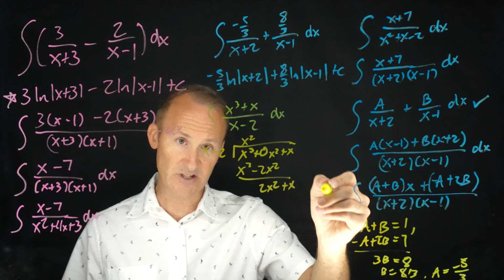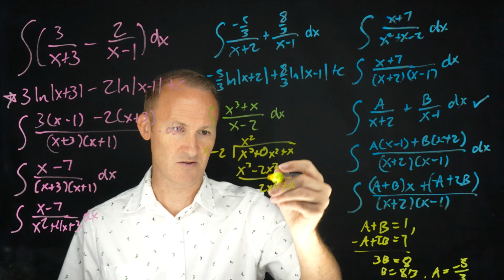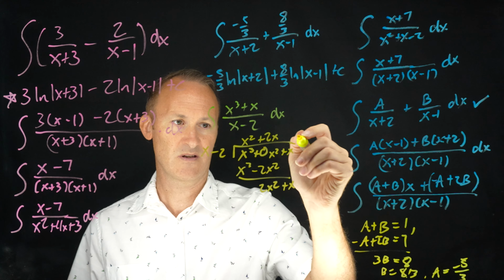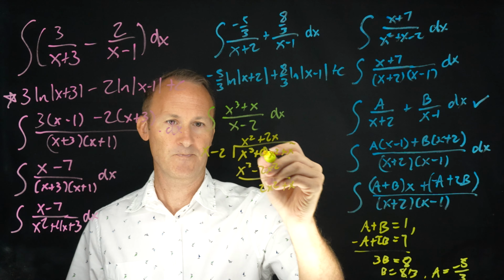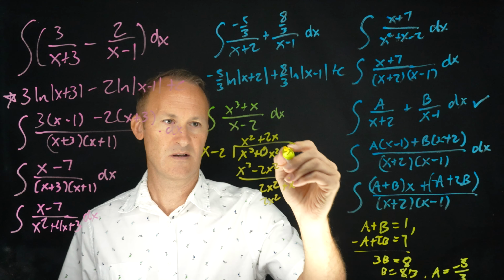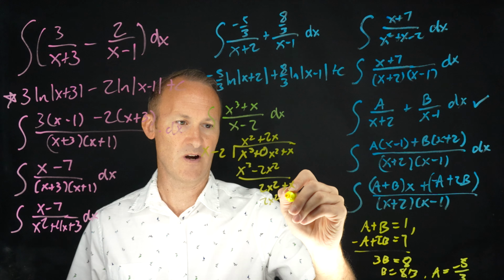Then we do the division again. How many times does x go into 2x squared? Plus 2x times. So now we get the 2x squared, and then we get the minus 4x.